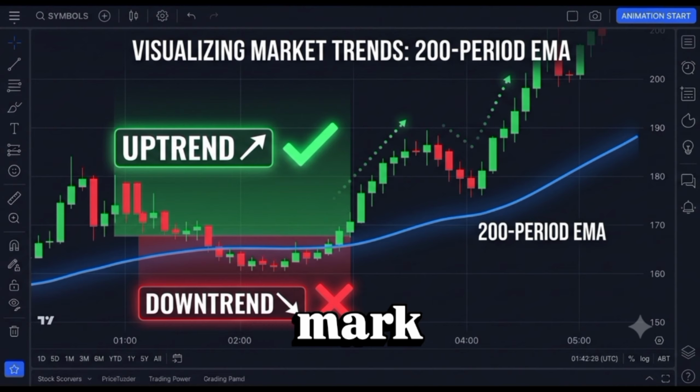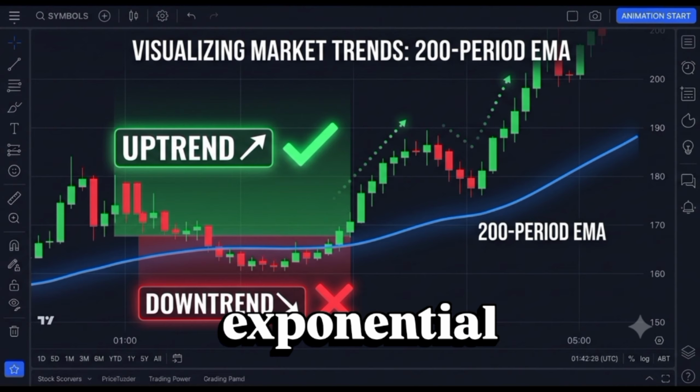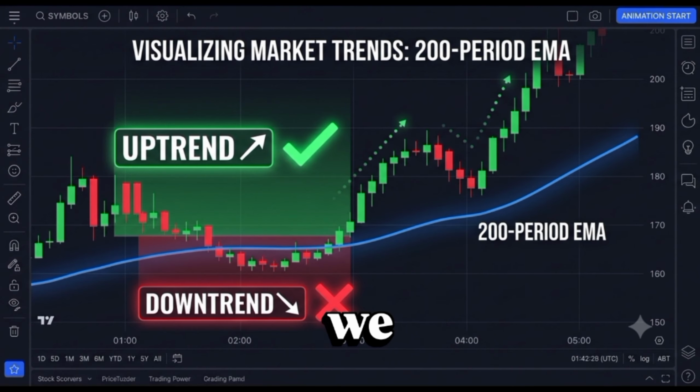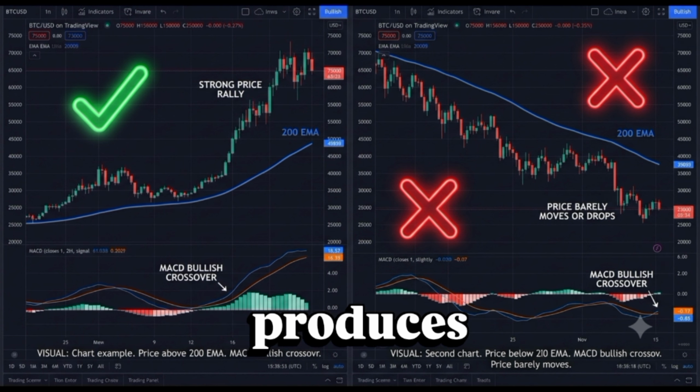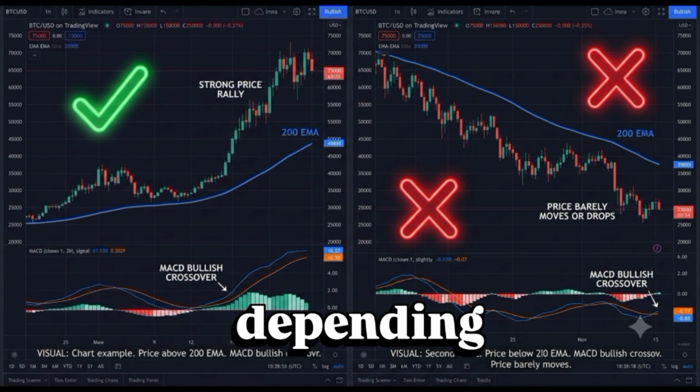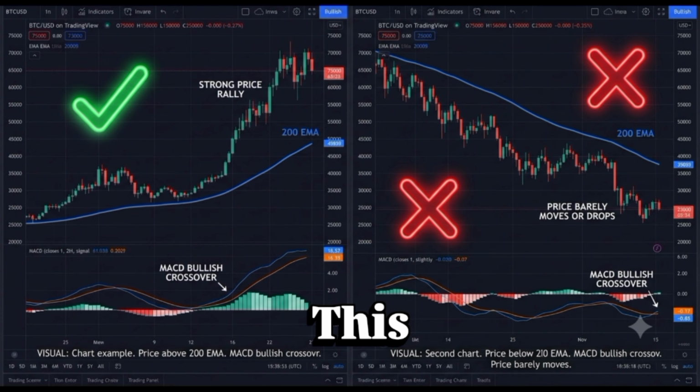Only look for bullish MACD signals. If price is below the 200 exponential moving average, we're in a downtrend. Only look for bearish signals. See the difference? The same MACD signal produces completely different results, depending on trend context. This one filter alone will eliminate half your losing trades.